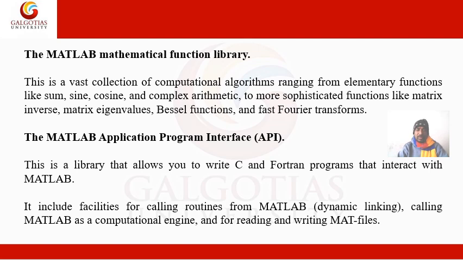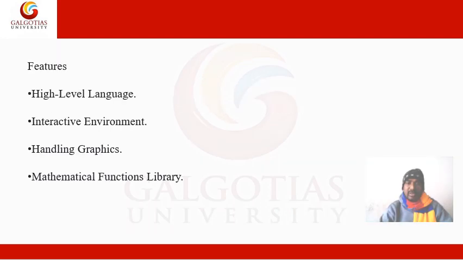Fifth, the API. API is application program interface. So the MATLAB API allows us to write C and Fortran programs that interact with MATLAB. So you can use any of the languages as you wish. It includes facilities for calling routines from MATLAB through dynamic linking, and we can read and write MATLAB files.